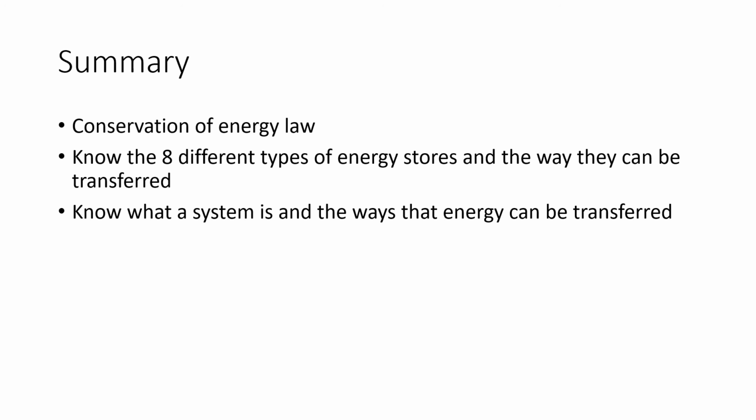And know what a system is. A system is just simply an object or a group of objects. And the 2 types of systems are open and closed systems.